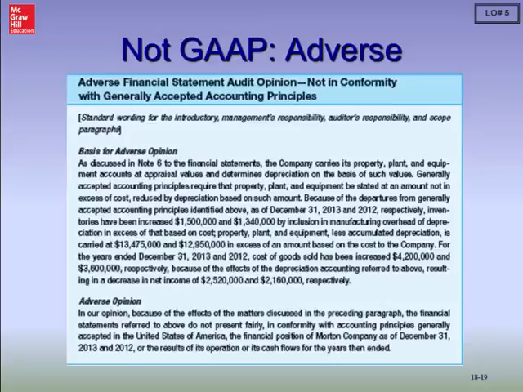Here is an adverse opinion, and in this case we are reporting an adverse opinion of the financial statements. In our opinion, because of the effects of the matters discussed in the previous paragraphs, the financial statements referred to above do not present fairly in conformity with accounting principles generally accepted in the United States. So the adverse opinion is that the financial statements do not present fairly. This is a GAAP departure, and it is pervasive. Therefore, we are expressing an adverse opinion of the financial statements.